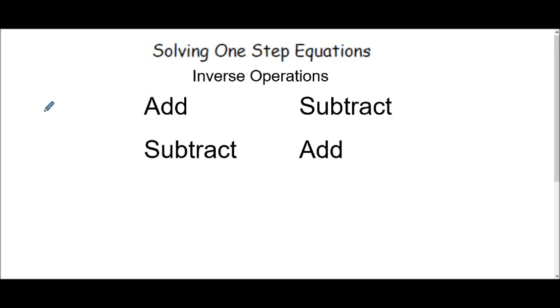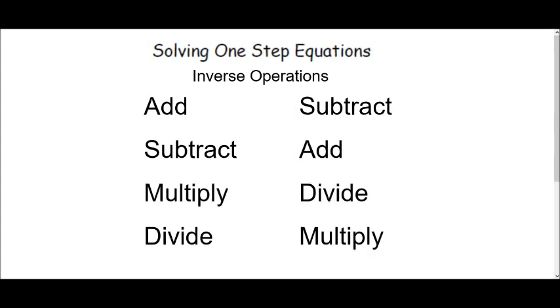Like 2 plus 3 is 5, but 5 minus 3 is 2. So they're related. If you have an equation that has addition, you can inverse that using subtraction. And if you have an equation with subtraction, you can inverse that with addition. What are some other operations you can think of that are related and possibly inverse operations? Multiplying and dividing, it's the same idea. Multiplying is an inverse of division, and division is an inverse of multiplication.